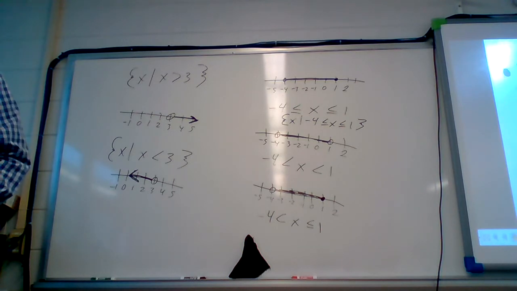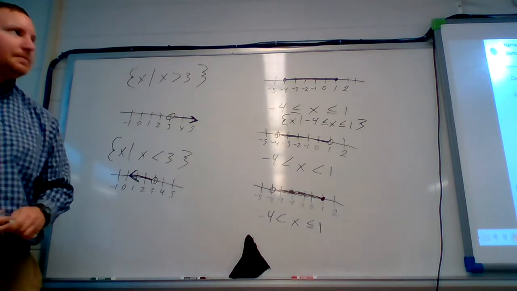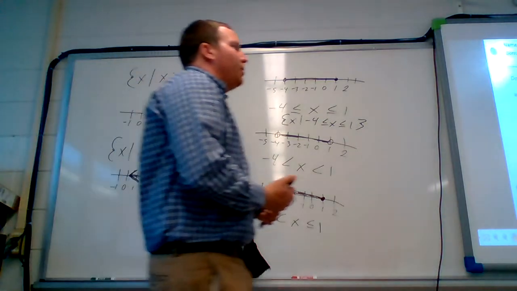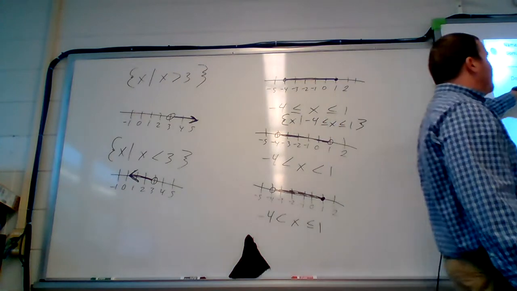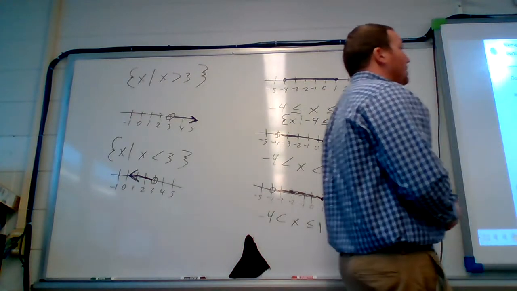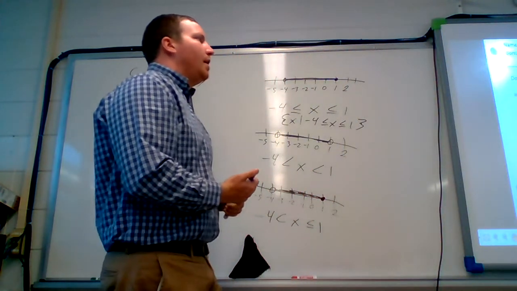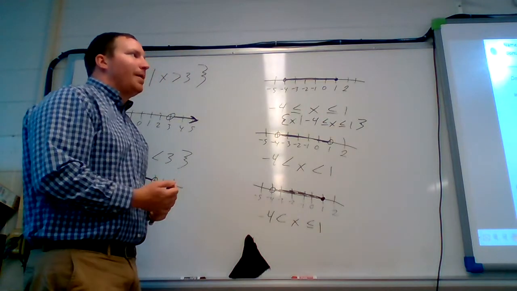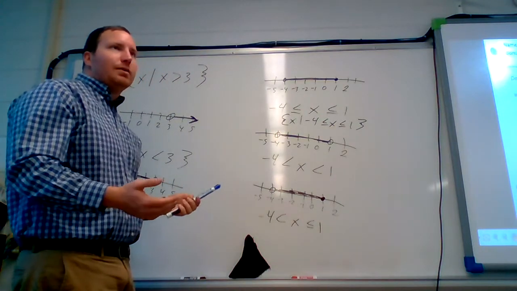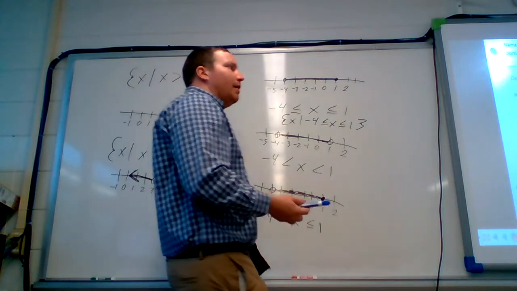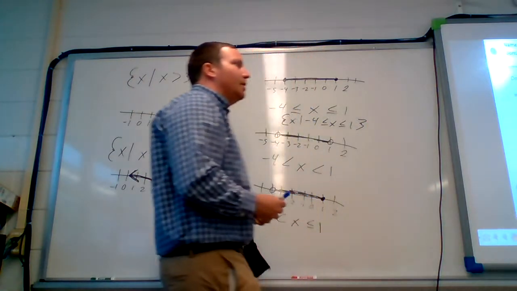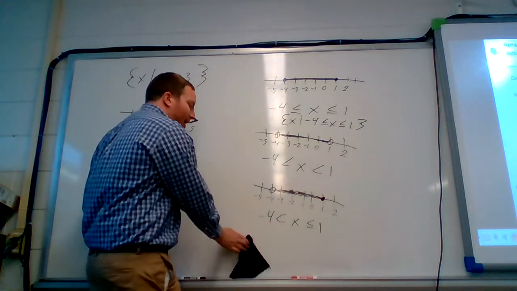Okay, so now let's talk about how we're going to relate this to domain and range. Domain is the set of all possible input values of a relation or function. So in my own words, the domain is just all of my x values. How far to the left can I go? How far to the right can I go? It's kind of the way I think about it.